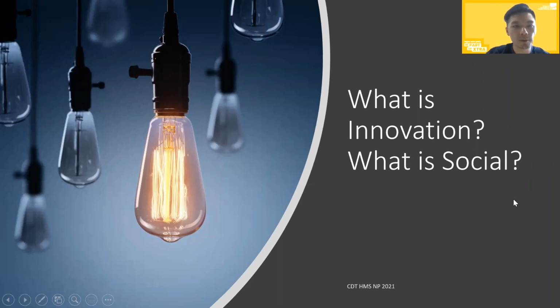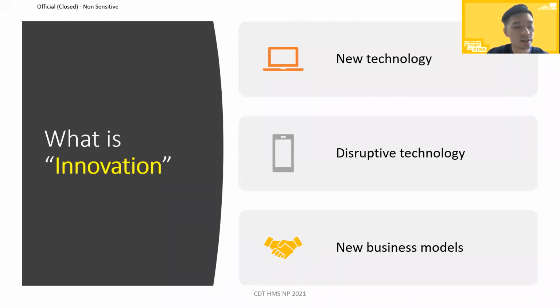All right, let's keep it simple. What I'm going to do is break down social innovation into what is innovation and what is social. For innovation, we can broadly categorize it into many categories, but today we are going to focus on three. The first one is new technology, the second one is disruptive technology, and the third one is basically new ways of doing business, so new business models.